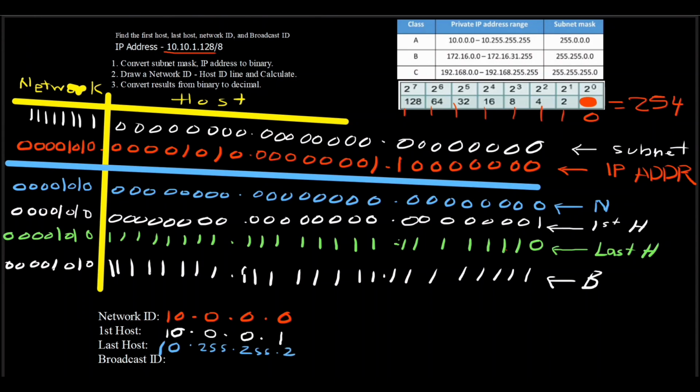254. Now finally for the broadcast, as you see here, 255, it's all 1, 255 and 255.